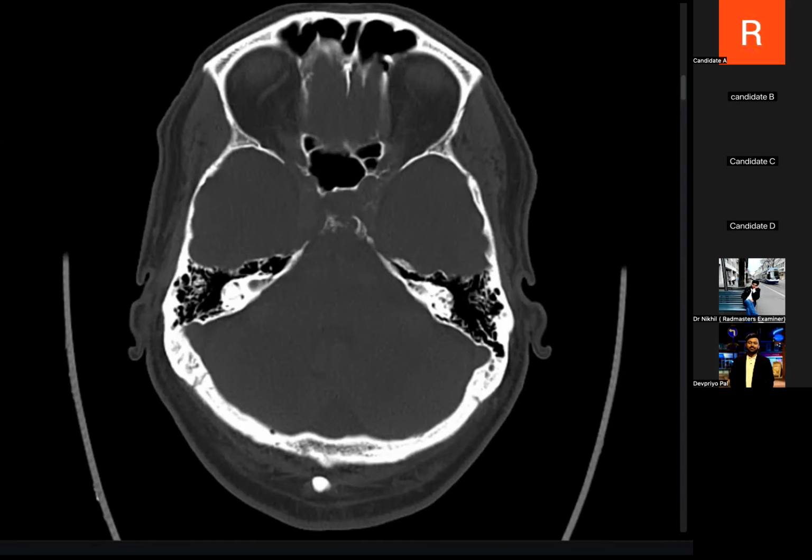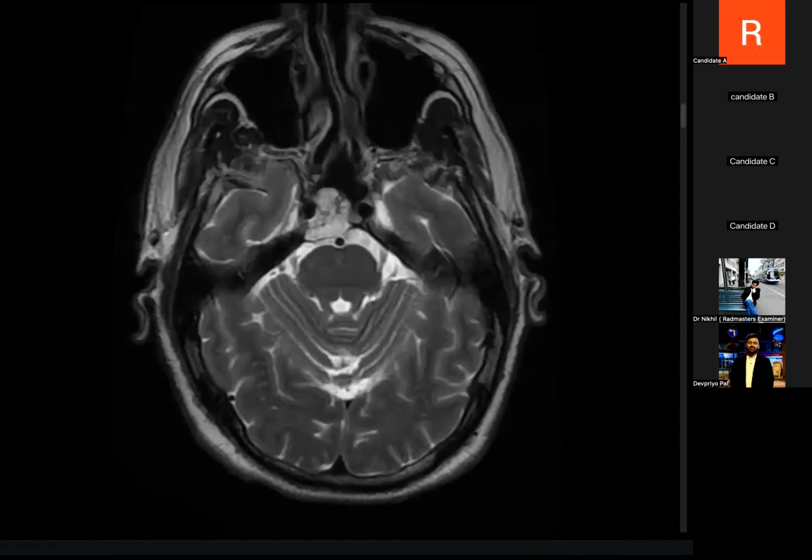Okay. And so what would you like to do next? I would like to proceed with the MRI with post-contrast. Which sequence do you want to see? I would like to see the T2 to see the high signal in the chordoma. Right. You can click and scroll.